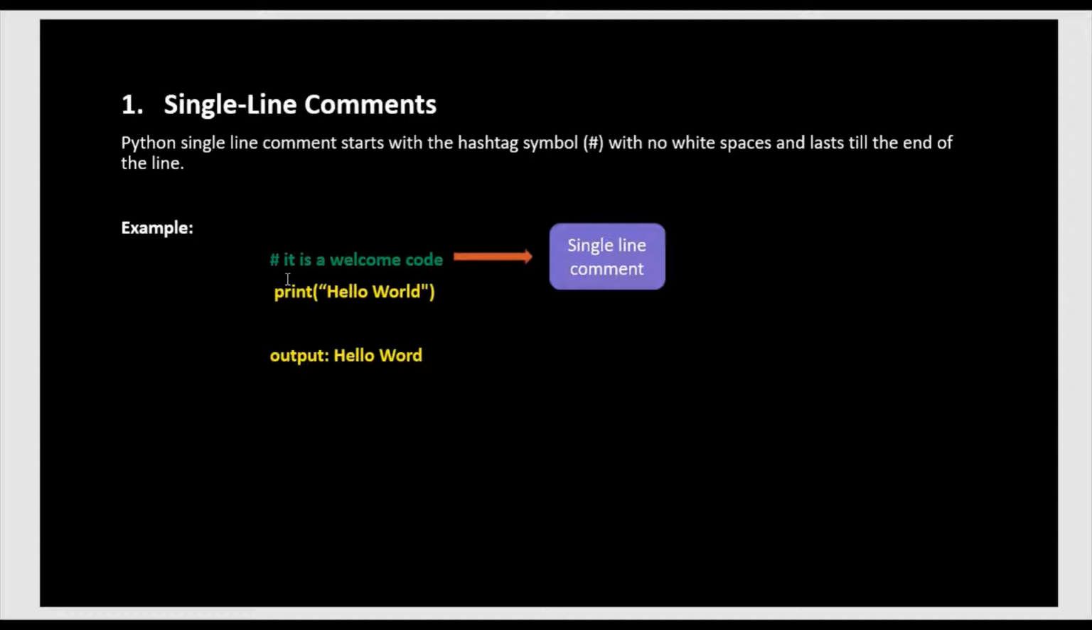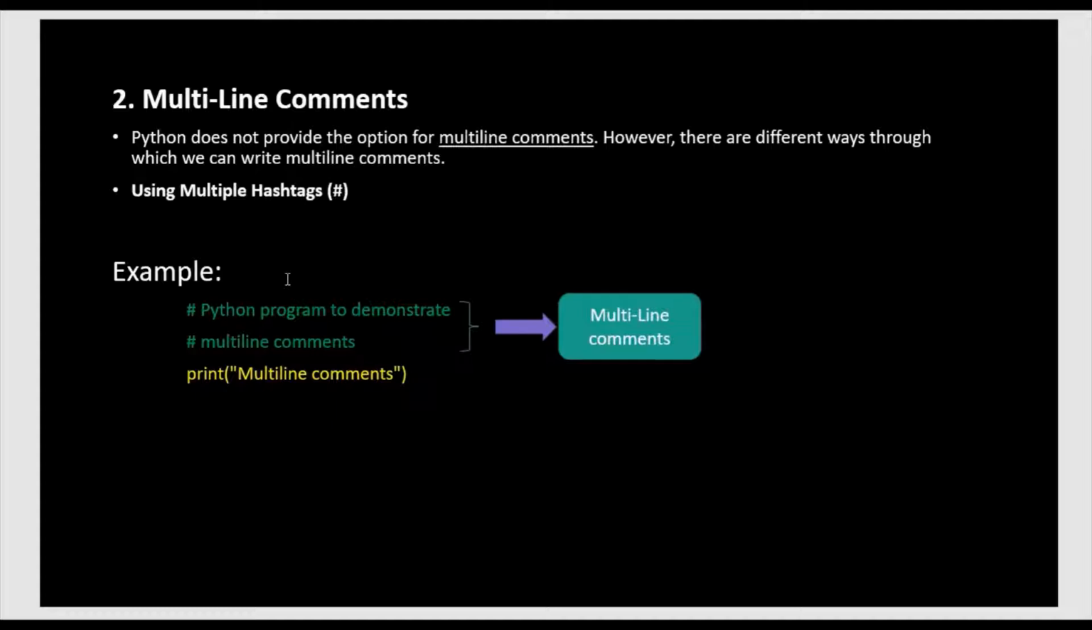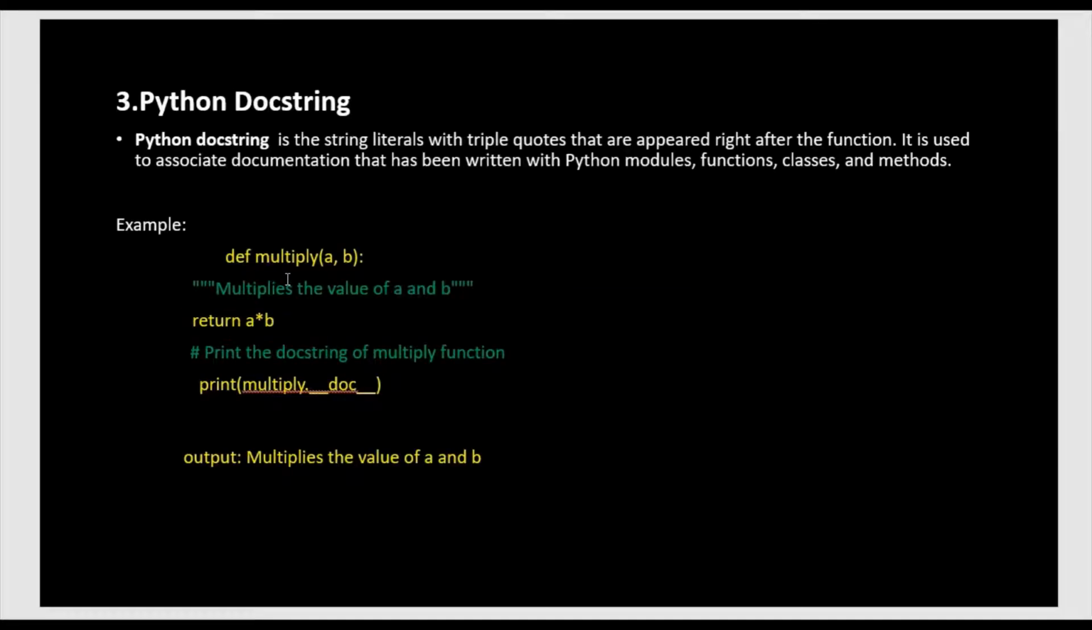So this is a single line comment, and for multi-line comments we can use one or more hashes across multiple lines, which we can simply call multi-line. And the docstring comment: a docstring is a string literal with triple quotations that appears right after the function definition. It is used to associate documentation with a Python module, function, class, or method.